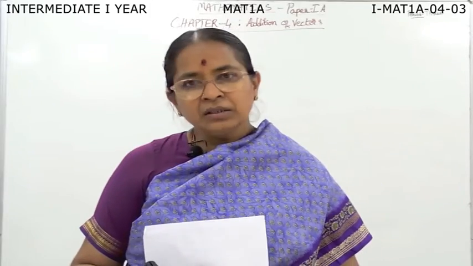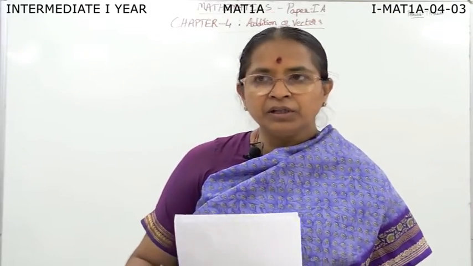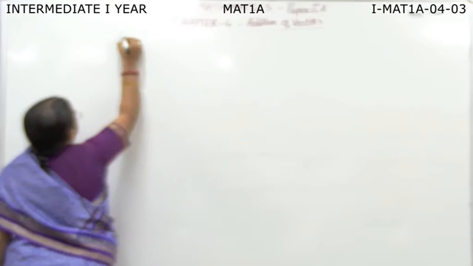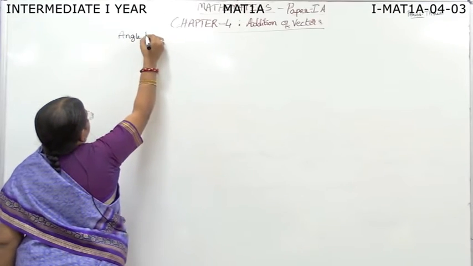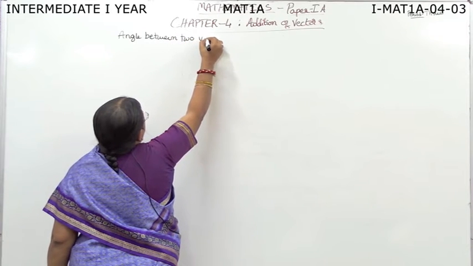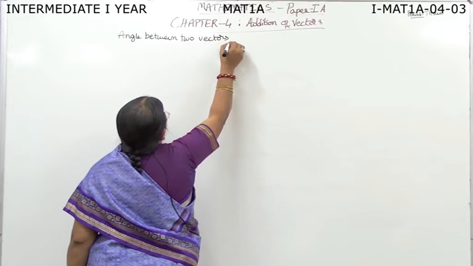Children, now we'll learn some more points and then we'll continue with the problems. Next definition is angle between two vectors. So how is this angle between two vectors defined?